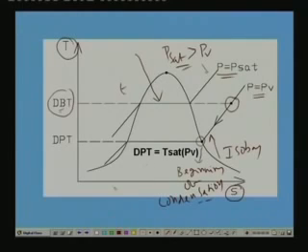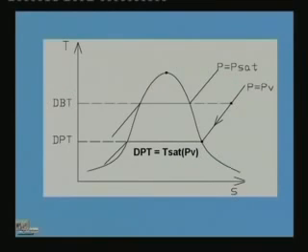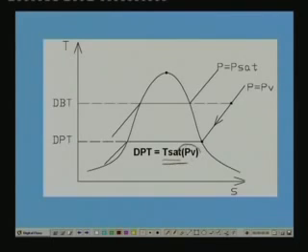If you look at the TS diagram, what is dew point temperature? Dew point temperature is nothing but the saturated temperature corresponding to the partial pressure of water vapor. So, if you have the equation for partial pressure of water vapor, then you can easily solve that equation and find the dew point temperature. Of course, when the air is saturated, then dew point temperature is the same as dry bulb temperature, because in that case your condition is somewhere here.